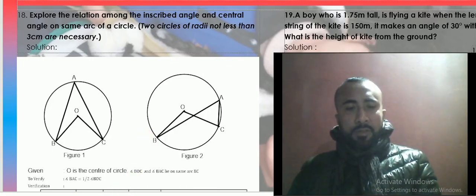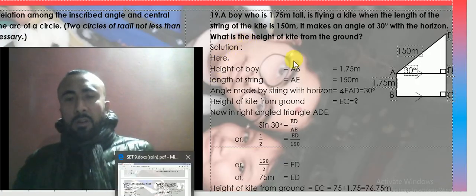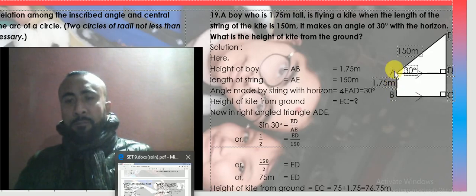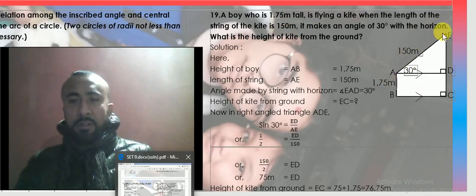Now let's move on to question number 19. Here you can see a boy who is 1.75 meter tall. This AB is the boy, and he is flying a kite. You can see here this is the string of the kite, AE, and it's 150 meter, and this length of string has made an angle of 30 degrees with the horizon. Now we are asked to find the measure of EC.